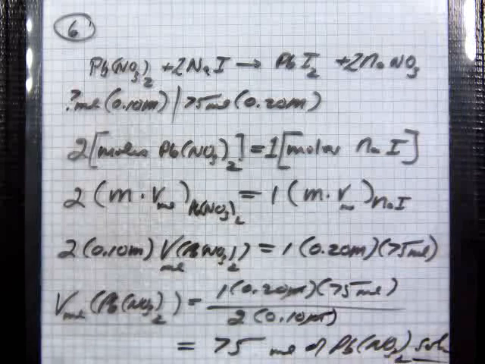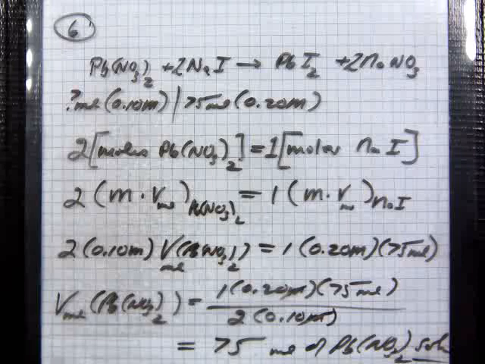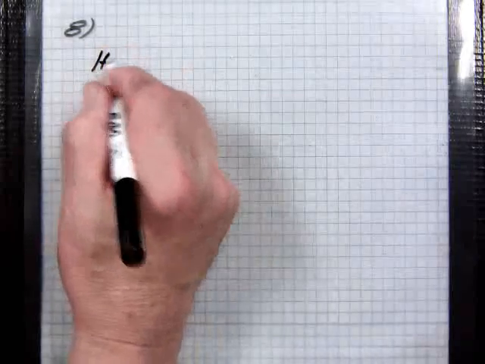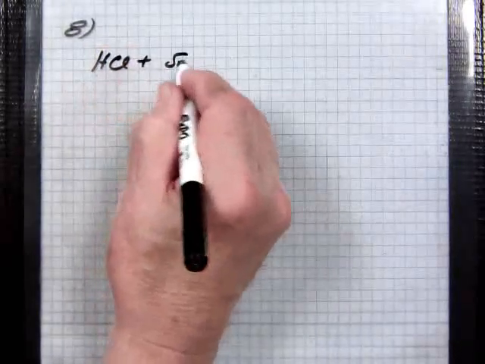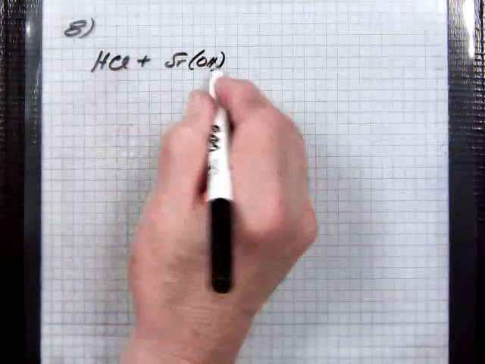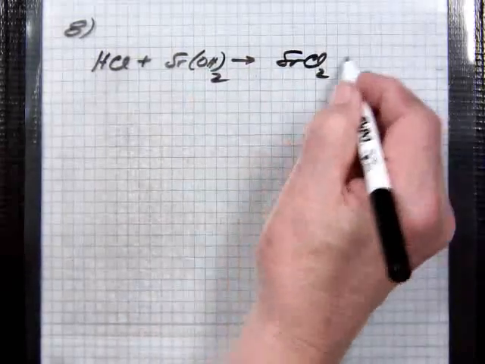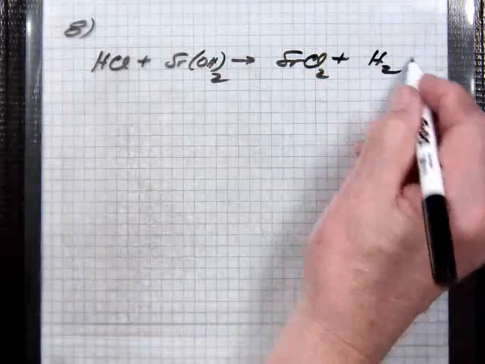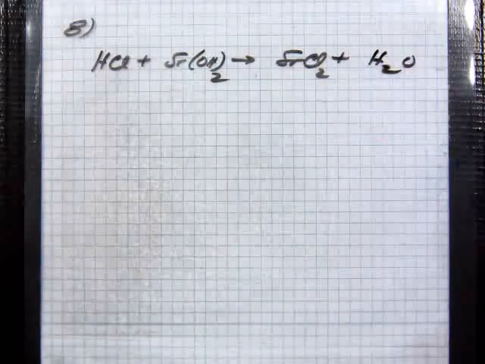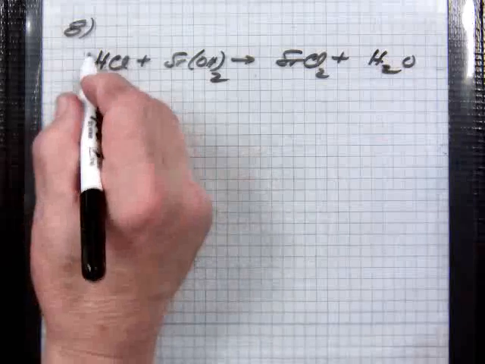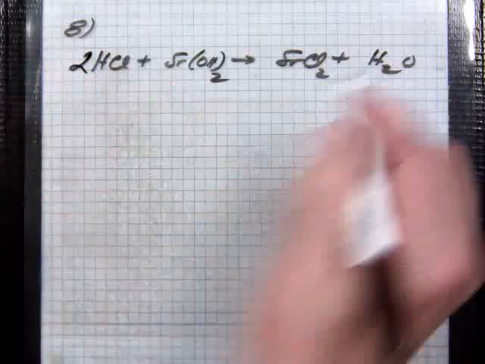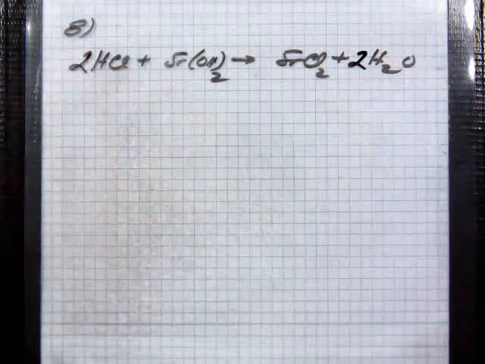Okay. Last one in this set, when you work through, is number 8. Starting with the reaction, we'll have HCl plus strontium hydroxide goes to strontium chloride plus water, and that one balances, 2 and a 2 right there.